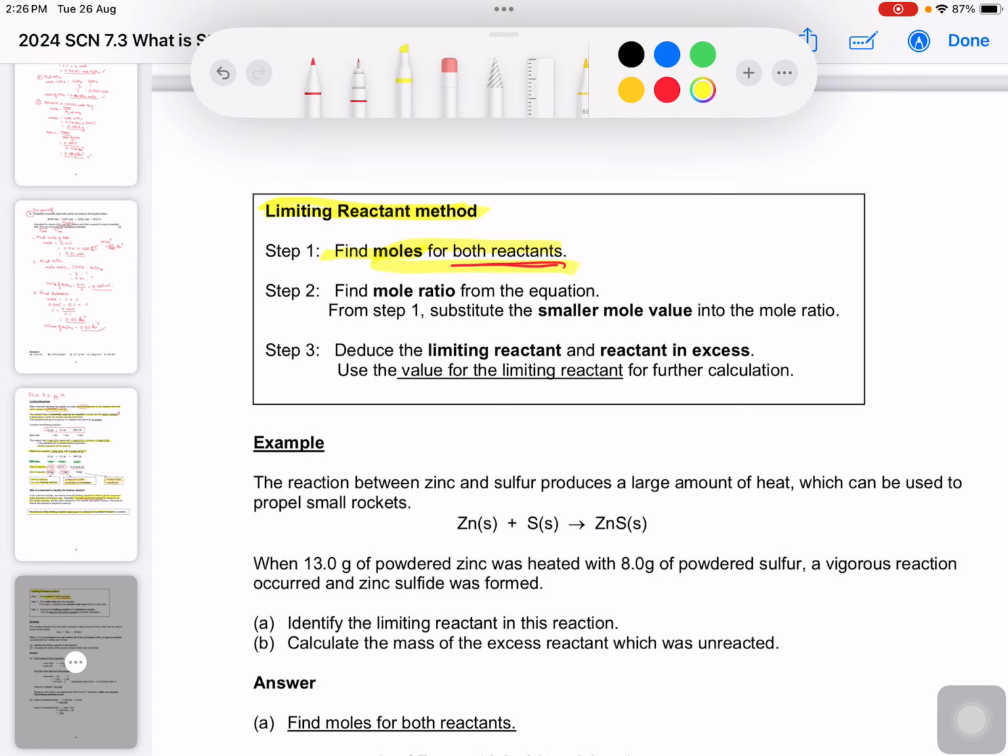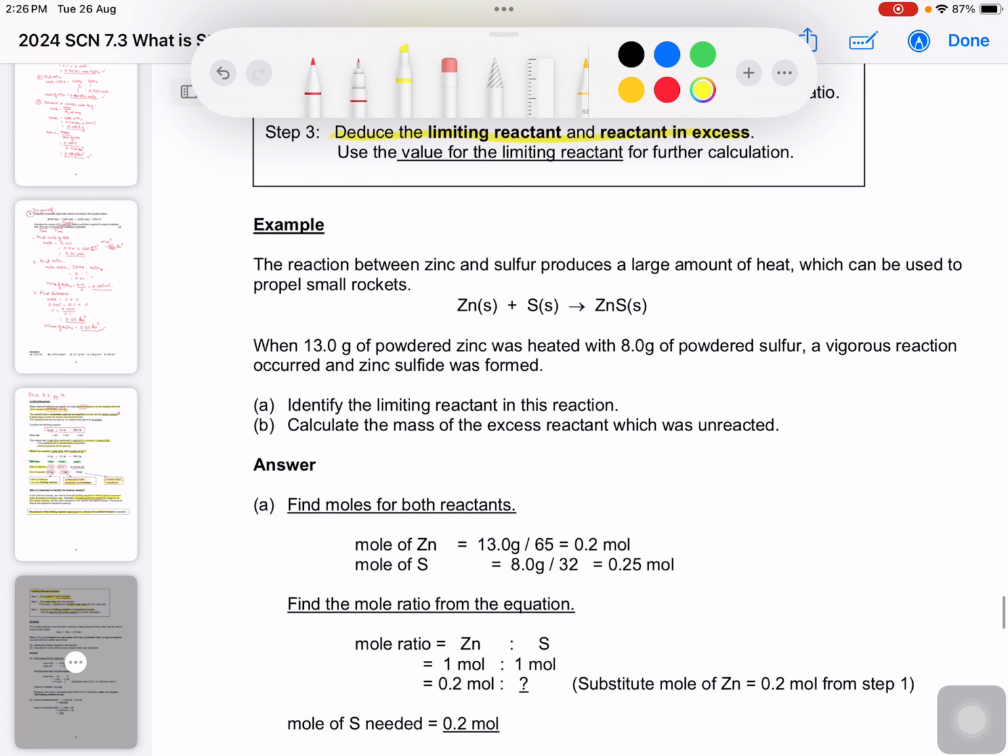And then, when you find mole ratio, use the smaller mole value into the mole ratio. Okay, we will know that when we do the example. And then the third step is deduce the limiting reactant and the reactant in excess. Again, we will see that in the example. Right, let's start straight away, go to the example.